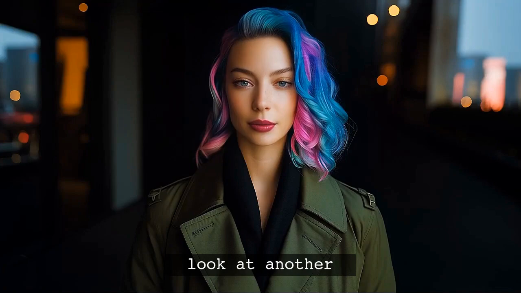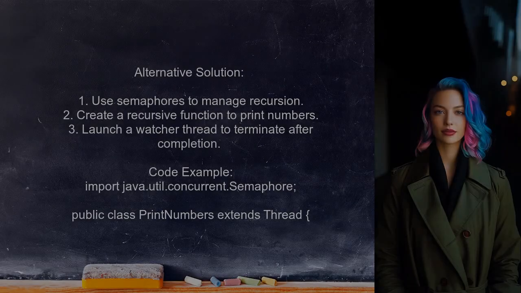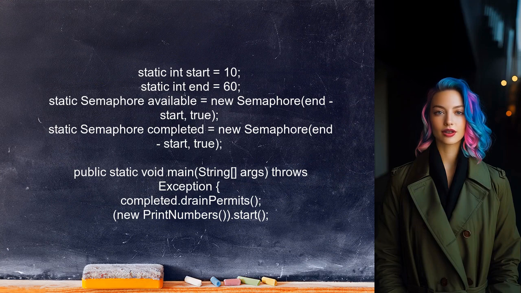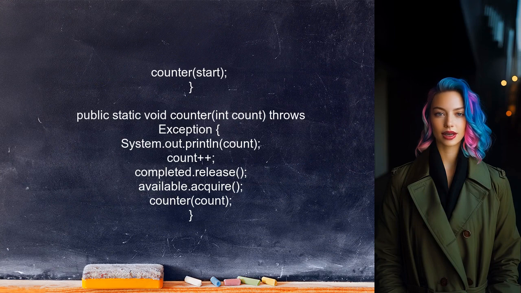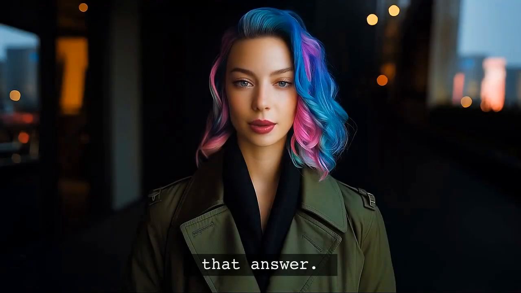Let's take a look at another answer from another user. An alternative approach to printing numbers in a specific range without loops or conditions involves using semaphores. This method utilizes a recursive function to count from 10 to 60. The PrintNumbers class creates a watcher thread that terminates the process once counting is complete. That's it for that answer.